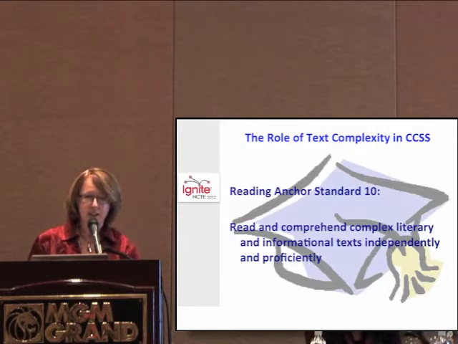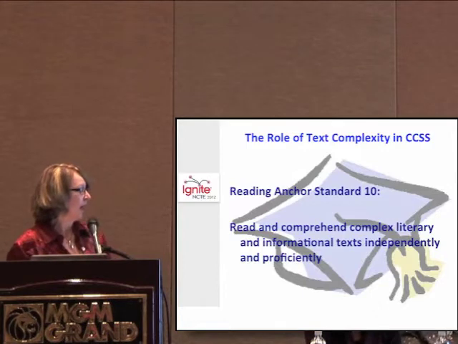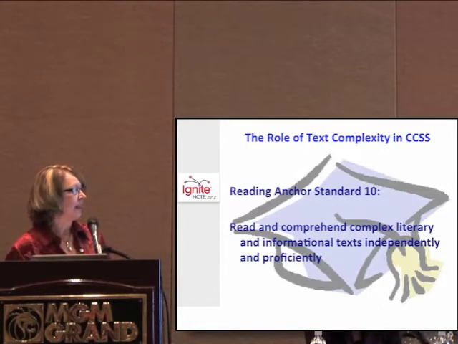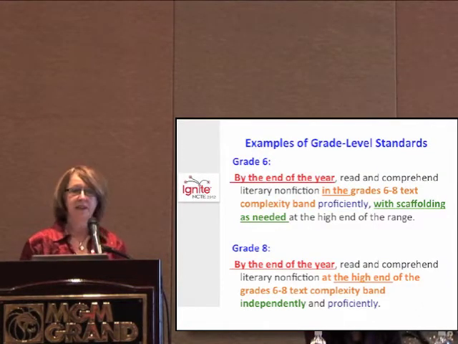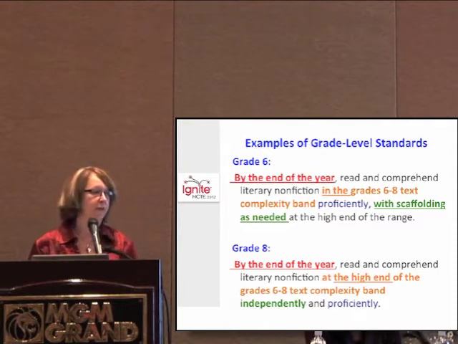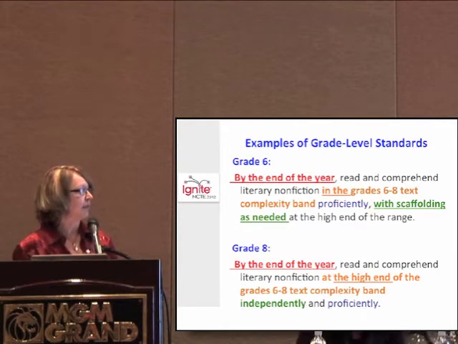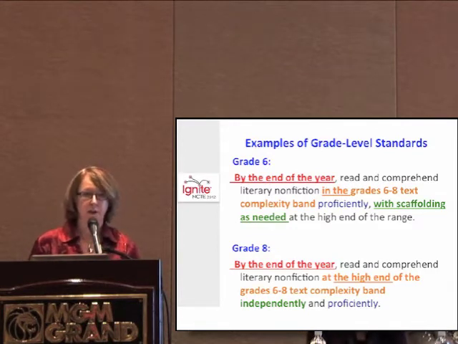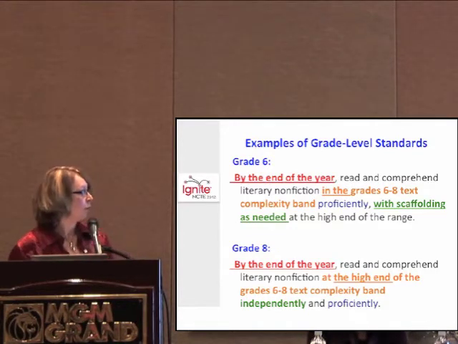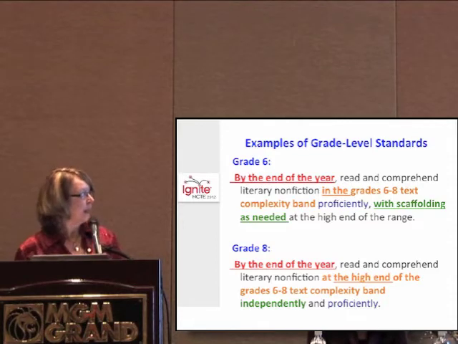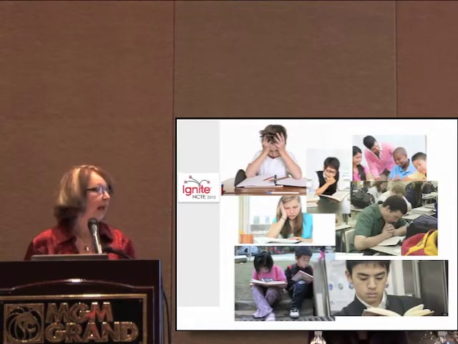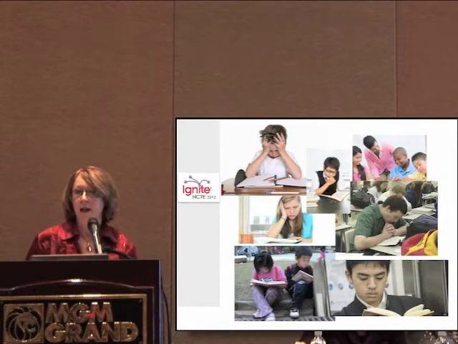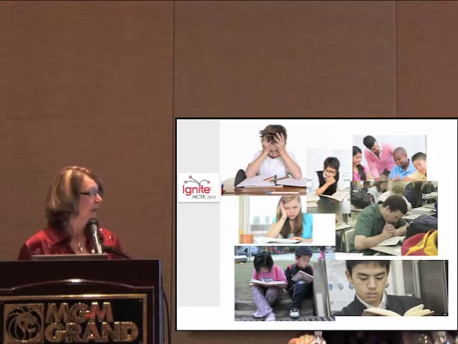The text complexity is the foundation of all the reading standards, and Standard 10 is laced throughout all the grade levels, and how that plays out throughout the grade level bands is, for example, here from 6 through 8, we see at the end of the year students are expected to achieve a certain level of reading. But at the beginning year of the band, it's with scaffolding as needed. And at the end of the band, we are hoping that they will read independently.